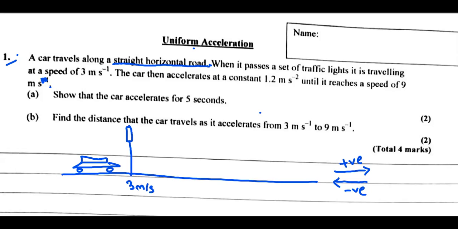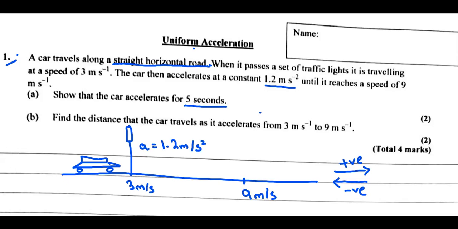The car then accelerates at a constant 1.2 meter per second square until it reaches a speed of 9 meter per second. Okay. So we have the acceleration. Accelerate after it passes the traffic signal. So the acceleration after this point is 1.2 meter per second square, yes. And there's a point, and इस point पे उसकी velocity 9 है. Show that the car accelerates for 5 seconds.